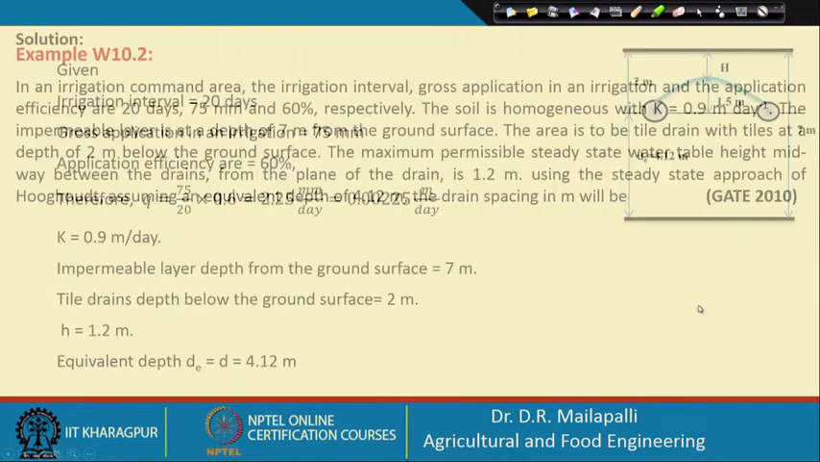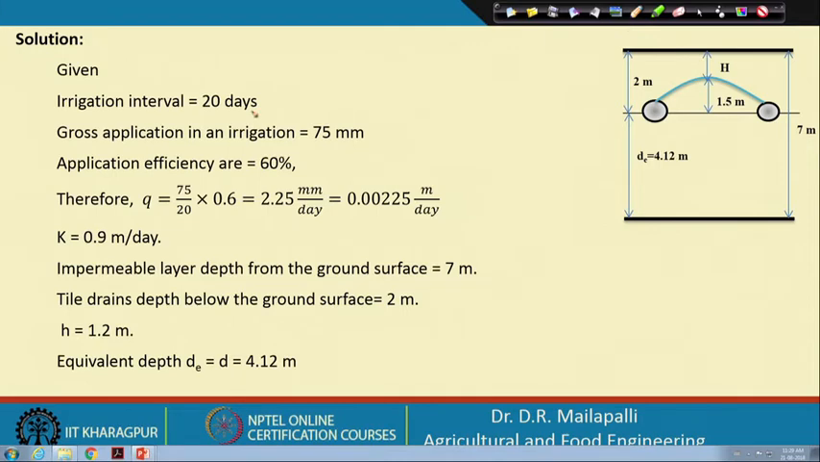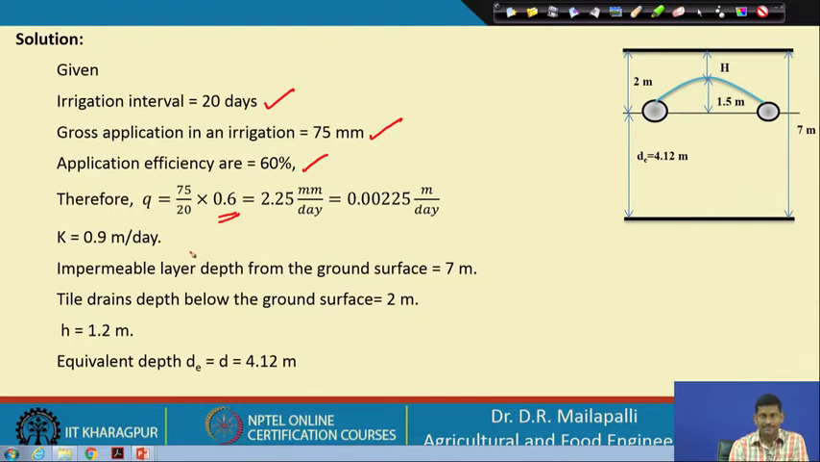So, let us see how this can be solved. Here the given irrigation interval is 20 days, the gross application of irrigation is 75 mm, and the application efficiency is 60%. Therefore, small q is equal to 75 divided by the 20 days irrigation interval. So, we will be knowing the daily water requirement, the gross requirement, that is 75 by 20, times 0.6, the efficiency term. So, you get 2.25 mm per day, and if you convert that into meters per day, this is 0.00225 meter per day, and k is given, right.